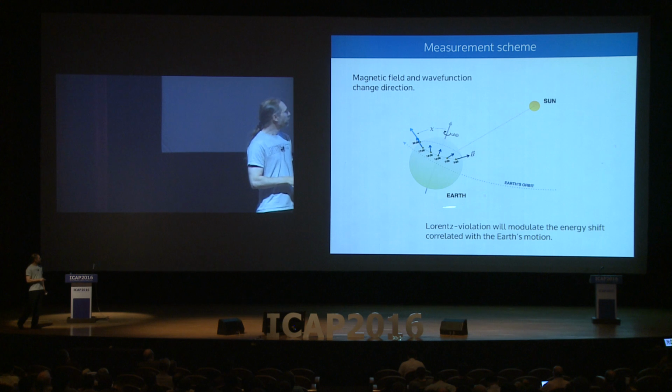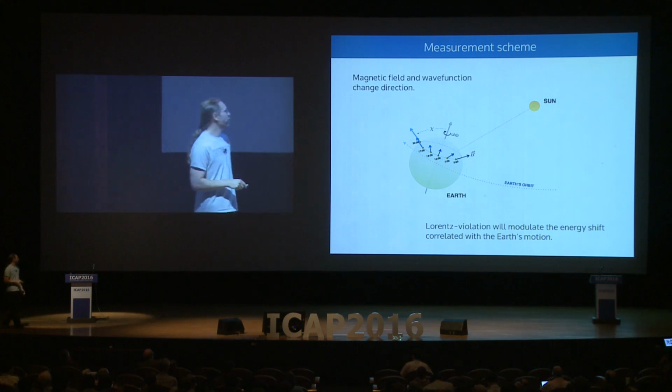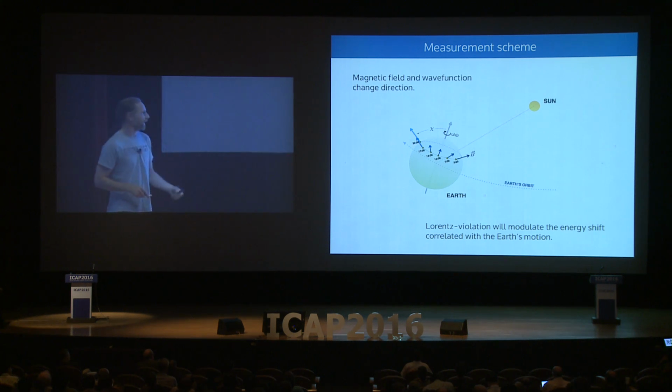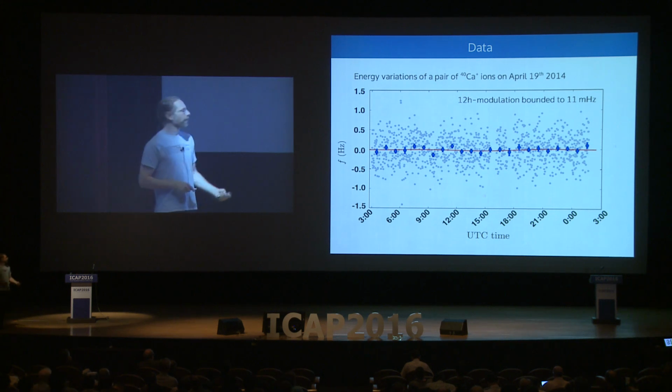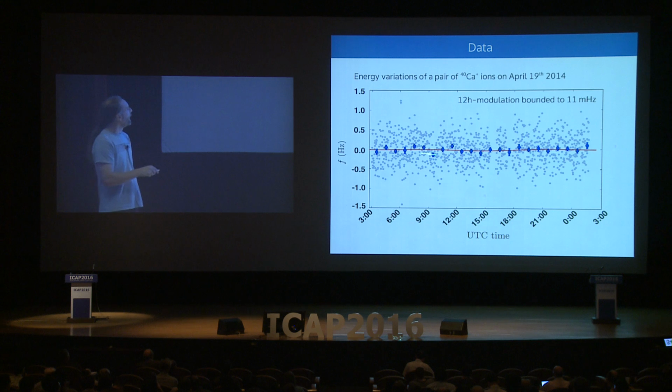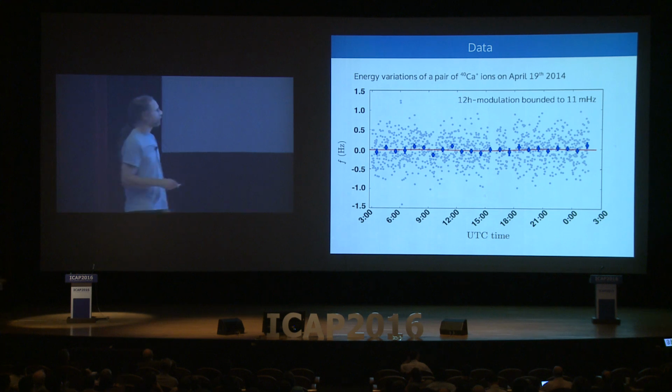And therefore, what we would expect, if there's a Lorentz violation, is that it would modulate the energy shift or the phase of our interferometer. This is the data. The gray data points are estimates from 100 experiments each, and then we bin this for over an hour to get these blue data points. This data was taken for 23 hours, and what we do then is fit this to a model.